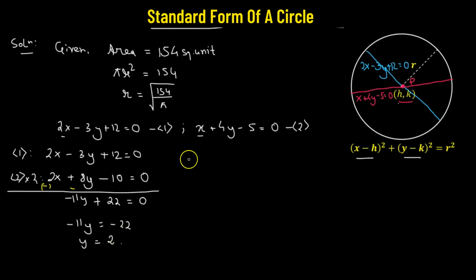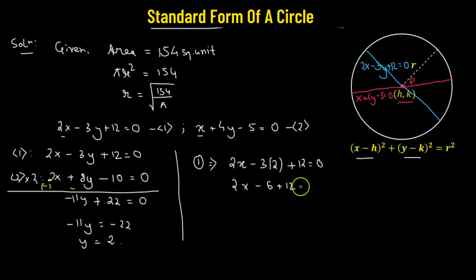Now that we have the value of y, what we can do? We can use the method of substitution to find out the value of x. Let's use equation number 1. So in equation number 1, we have 2x minus 3y plus 12 equals to 0, but we're going to substitute the value of y with the value that we obtained just now. So we get 2x minus 6 plus 12 equals to 0. So negative 6 plus 12, so that's positive 6. That will be equals to 0. 2x is going to be equals to negative 6. So the value of x comes out to be negative 3.